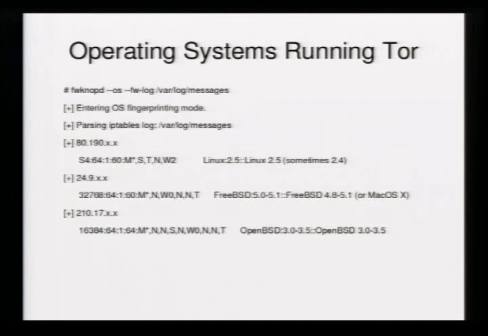FWKNOP-D includes a passive OS fingerprinting mode. It's a complete re-implementation of p0f, but it only requires NetFilter logging messages in order to do this. So if you add the log TCP options argument to your logging rule in NetFilter, you can get FWKNOP to tell you what operating systems are constructing those SYN packets as they come across the wire. So here we have one that's running Linux. There's also a FreeBSD one in there and an OpenBSD one in there too.